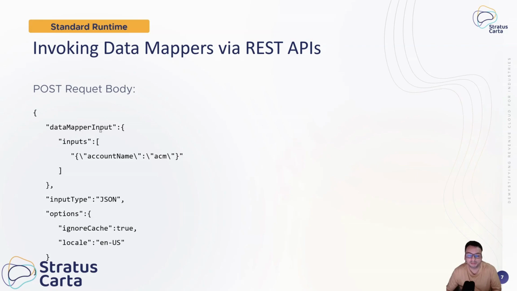So you have the data mapper inputs. Here it's a list of strings. As you can see, each is a stringified map. We say that the inputs type is JSON, and also options, so we can ignore the query and give our location.